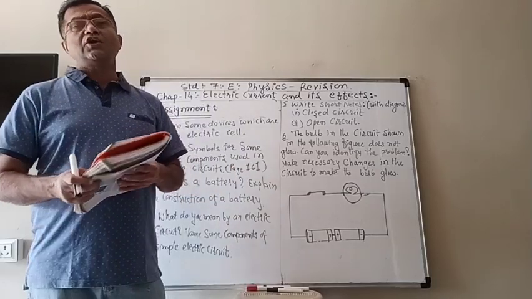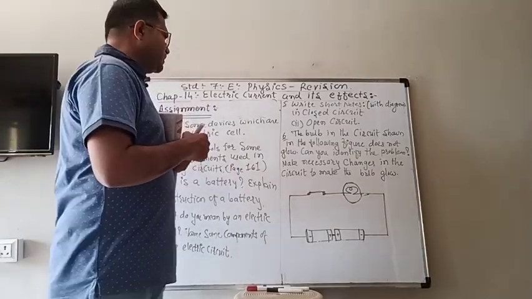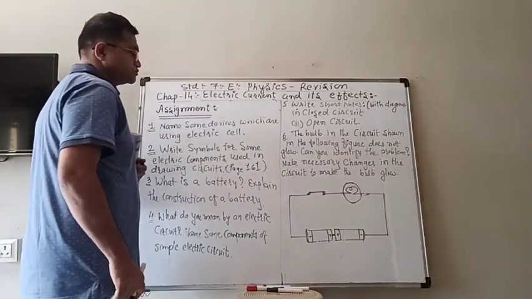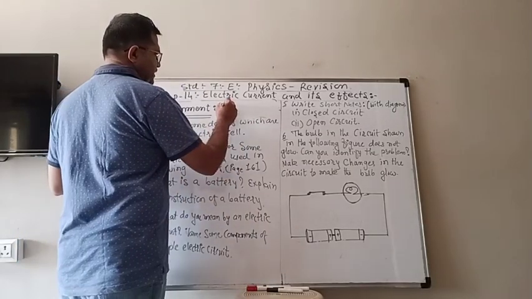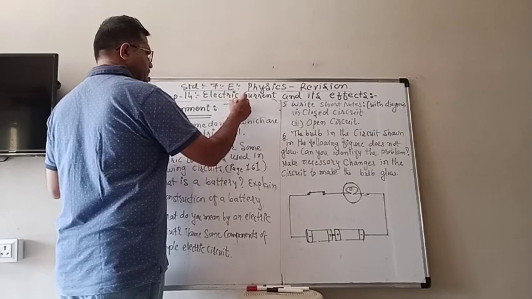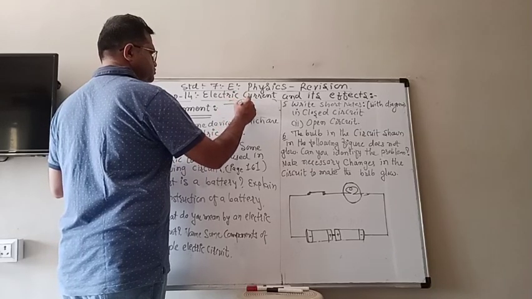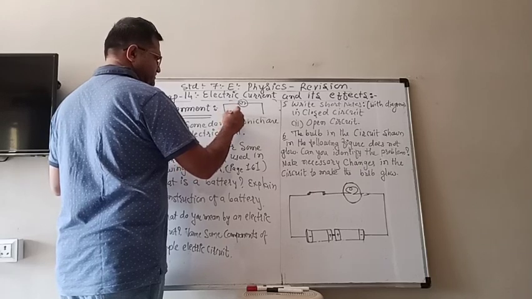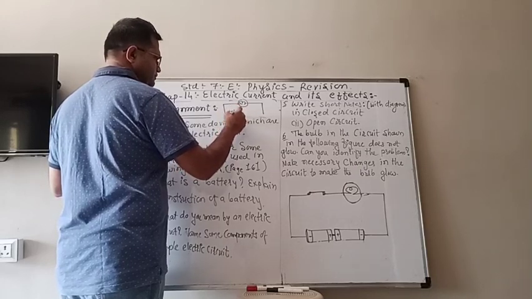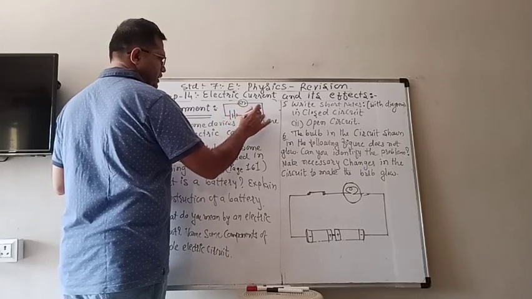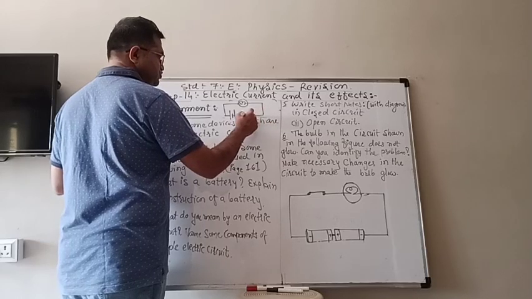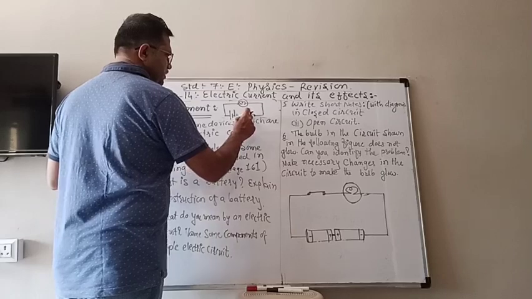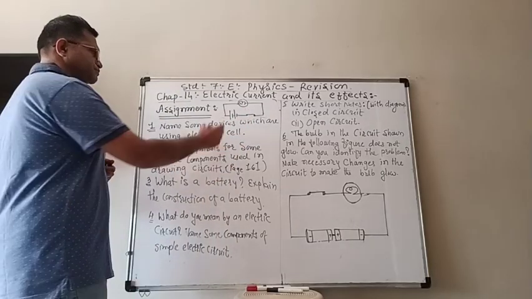When there is a closed circuit, we can understand it with a small diagram. Suppose that is our diagram in which the bulb is here, then your cell or battery is here, and your switch is there. So now the switch is in the on position.